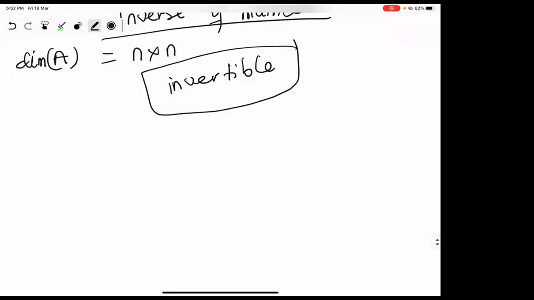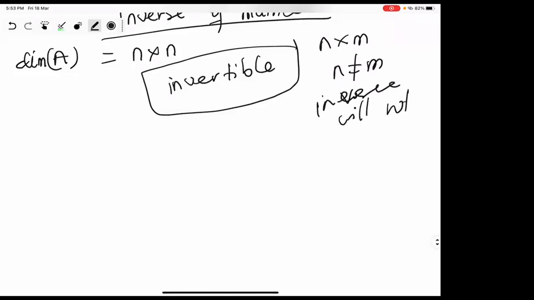So for us to even consider whether the inverse of the matrix will exist or will not exist, the matrix needs to be square in nature. So the number of rows must be equal to the number of columns. If we have a matrix of the form n by m, where n is not equal to m, then the inverse will not exist.